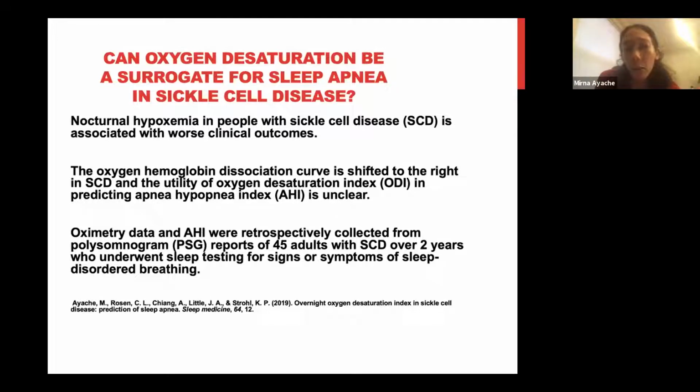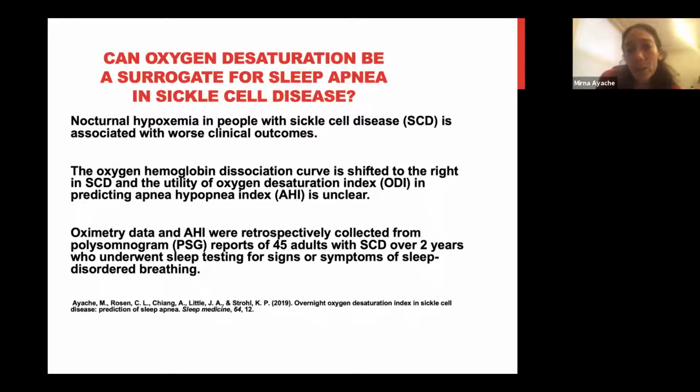We just know it's associated with worse clinical outcomes. And also, the oxygen hemoglobin dissociation curve is shifted to the right in sickle cell disease. So it wasn't clear if the ODI will actually still predict AHI in this population. Also, there was concern perhaps about hypoxemia leading to sickling and perhaps precipitating sickle cell crisis. It's not clear. Some experts think it's possible. Some experts think it's not true. But this population is more likely to get an overnight pulse oximetry. And the question is, can you tell if there's sleep apnea there or not?